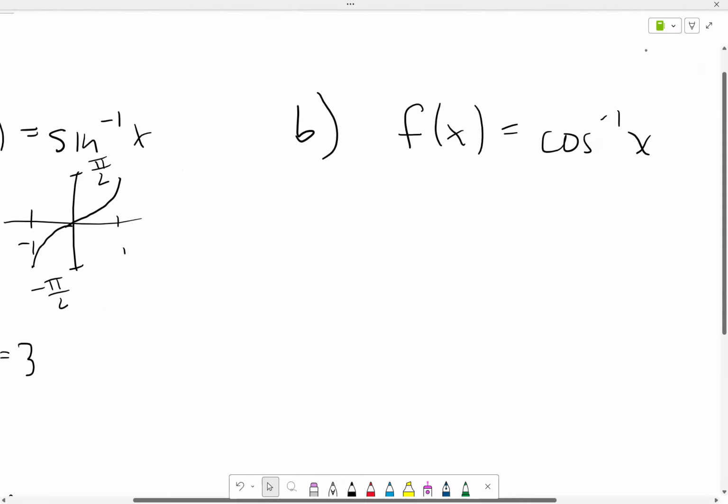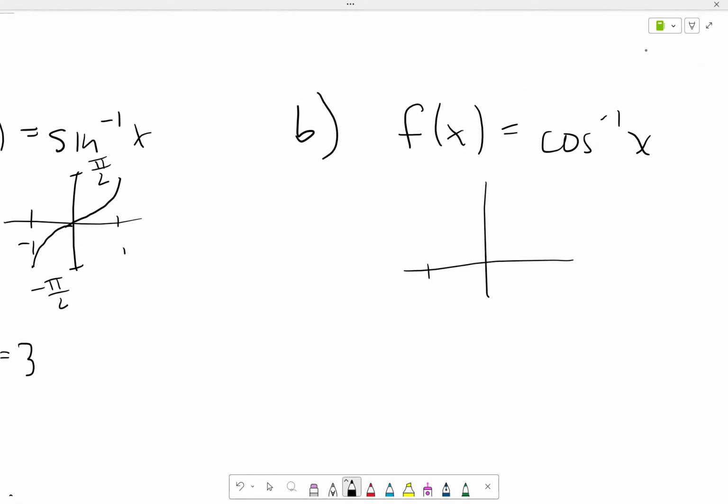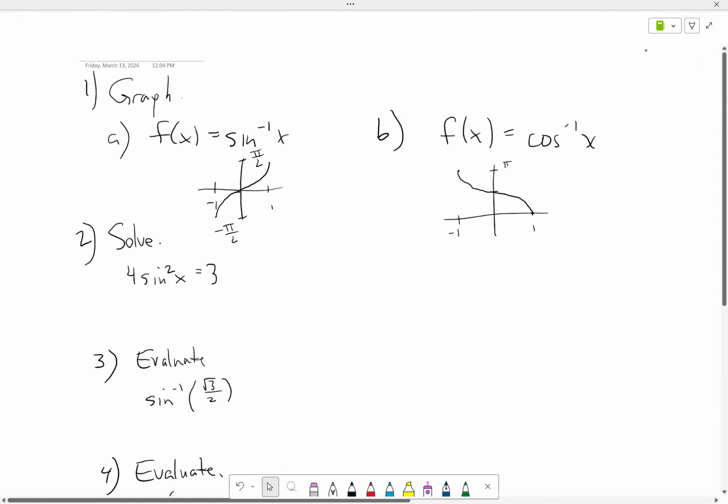Okay. For cosine, could you do the same thing? I've got to erase that whiteboard, and now go ahead and do cosine inverse of x. Oh, nice. In this case, the x's are going from -1 to 1, and of course the y's are going from 1 to what? 0 to pi. And we have something like this. Yeah? Okay.